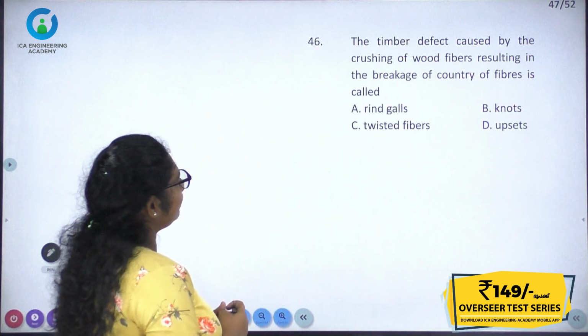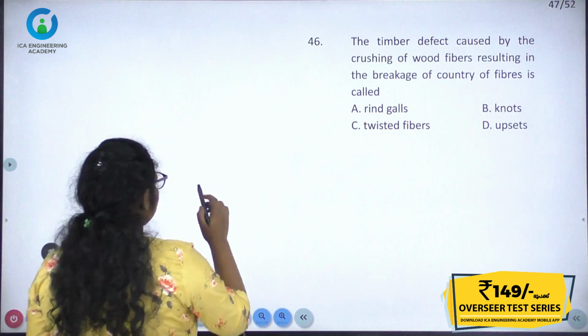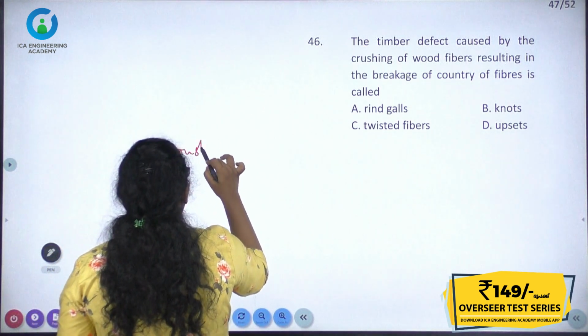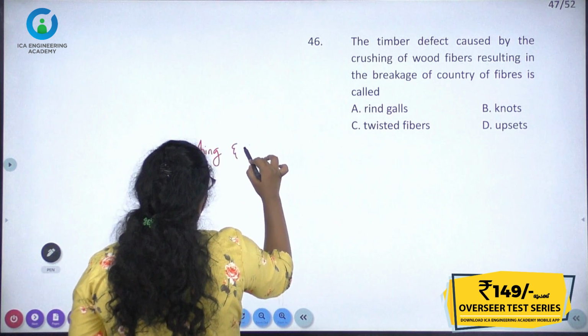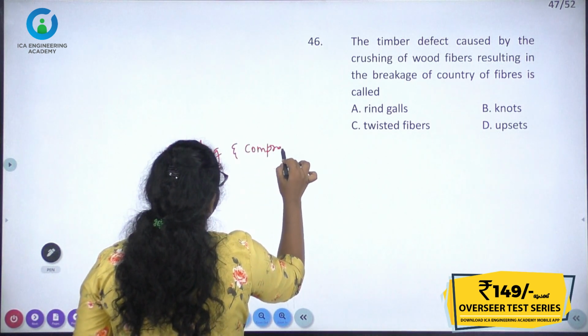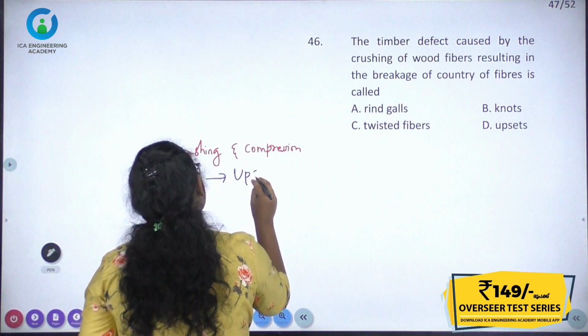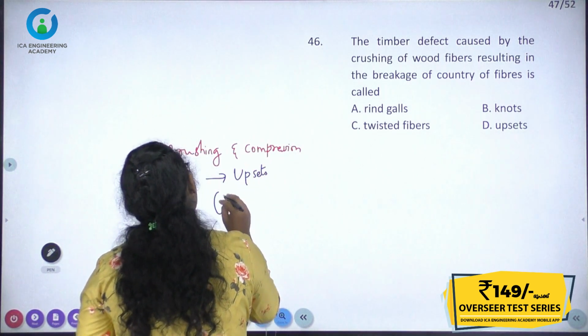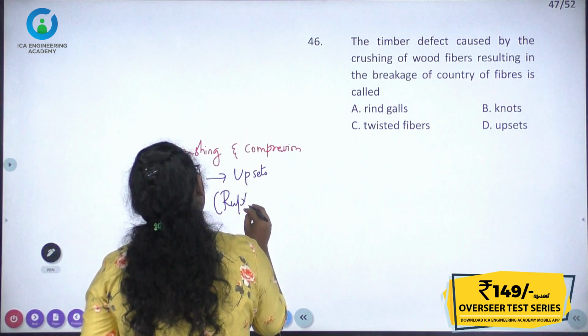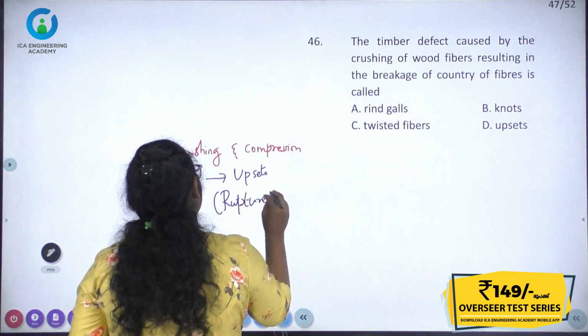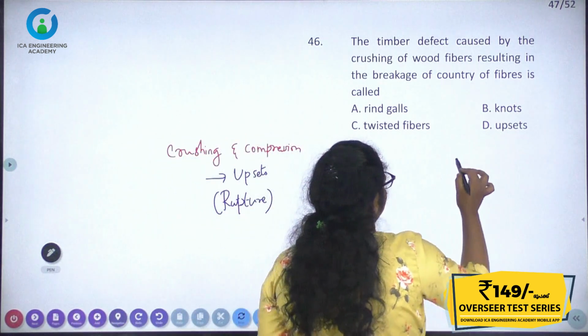Next, the timber defect caused by crushing, which is crushing and compression, or else by strong winds. What defect happens in that sense? Upsets. This upset is also called a rupture.